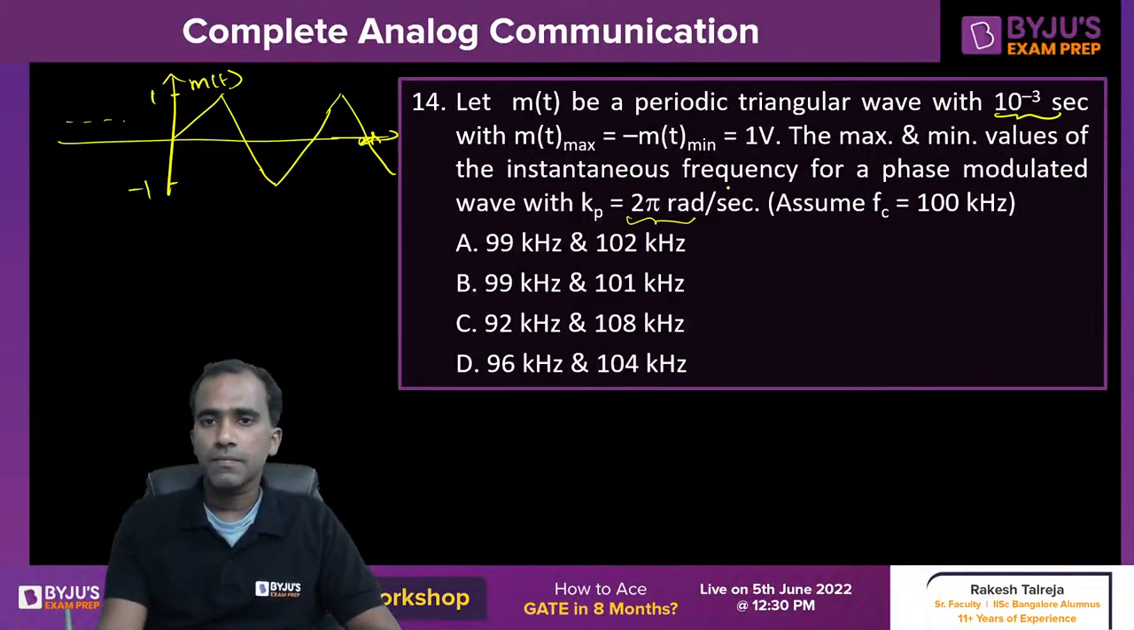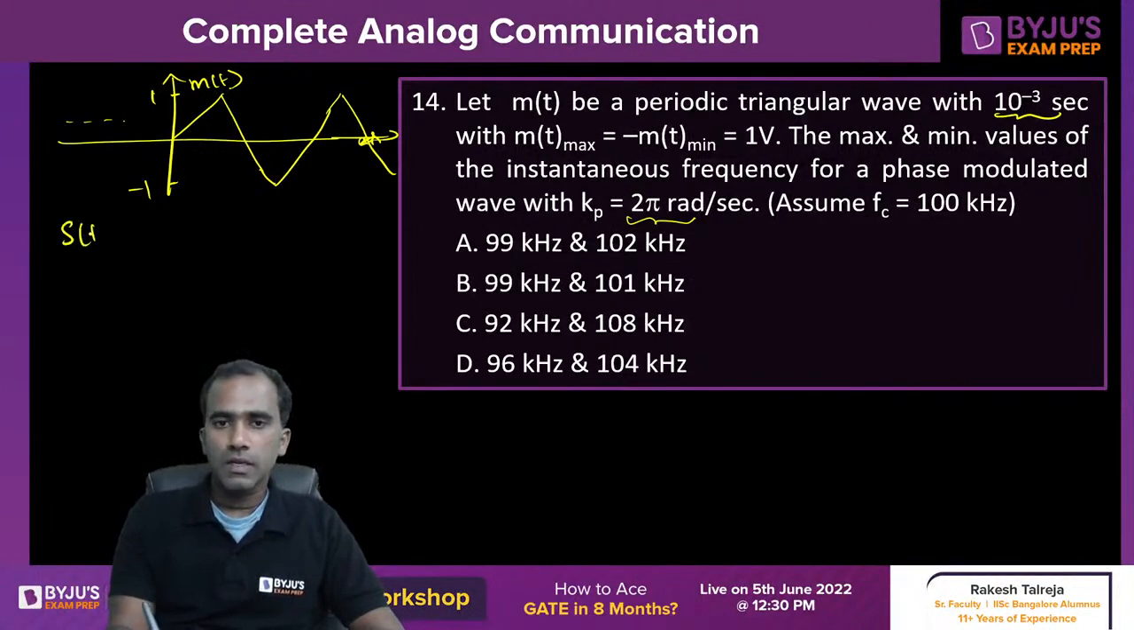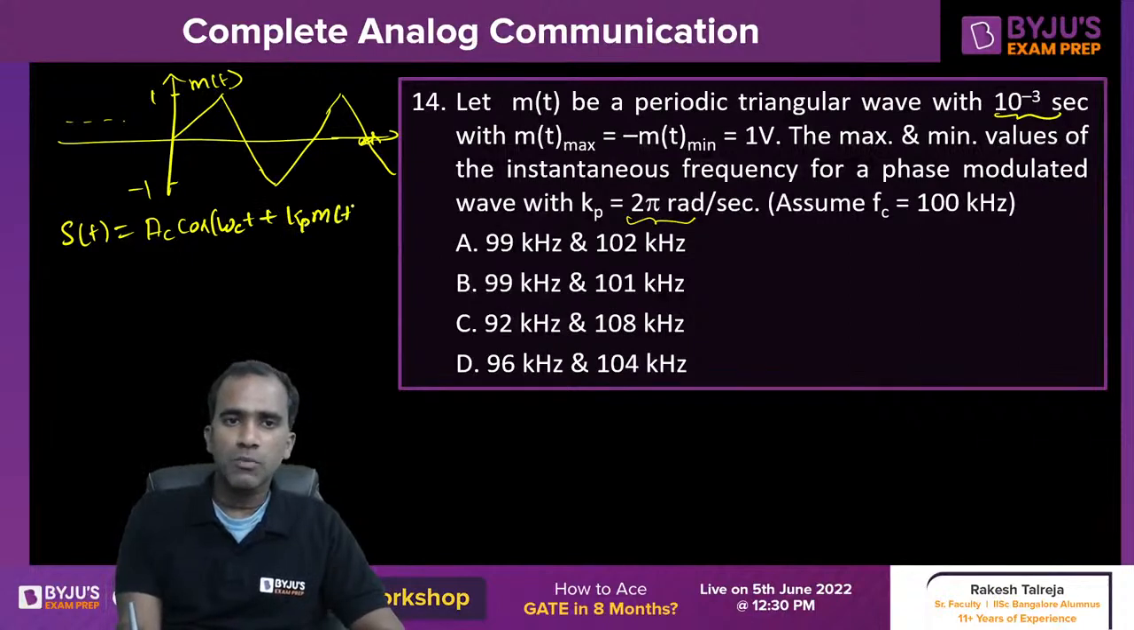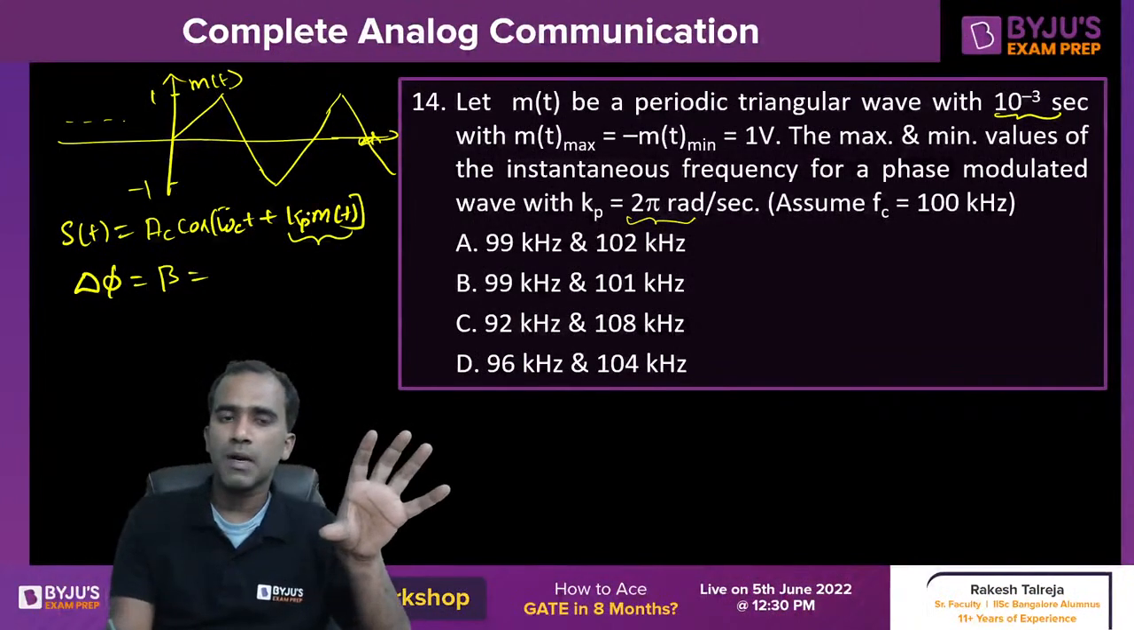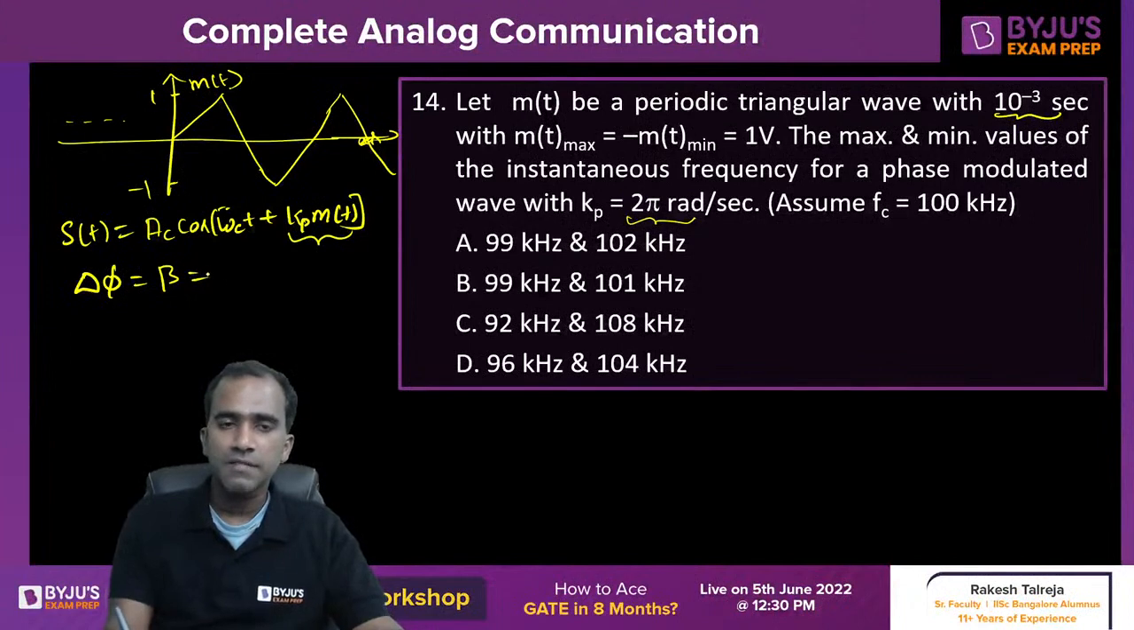So Kp is given. s of t is equal to Ac cos of omega c t plus Kp into m of t. This is the equation for a phase modulated signal. And for a phase modulated signal, phase deviation is very easy to find. It is also the same as modulation index, and that is given by the maximum magnitude in the phase part. Always, the maximum magnitude in the phase part of the modulated signal equation gives us the maximum phase deviation. It is Kp times mod m of t max, but that is not what is asked in the question.